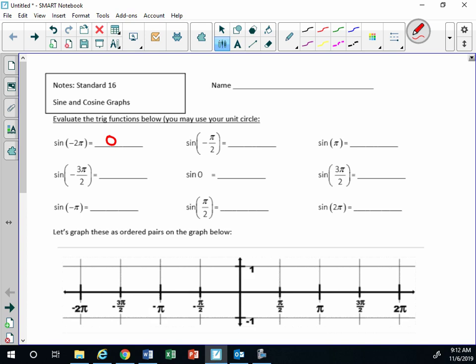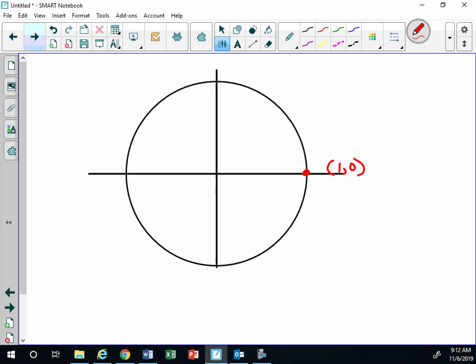What did you say, Lexi? Perfect, negative 1. What about the sine of pi? Is that where pi is? 0, good. Guys, do you notice that I'm only picking values that are from these 4 points? Okay, that's all I'm asking you for right now.